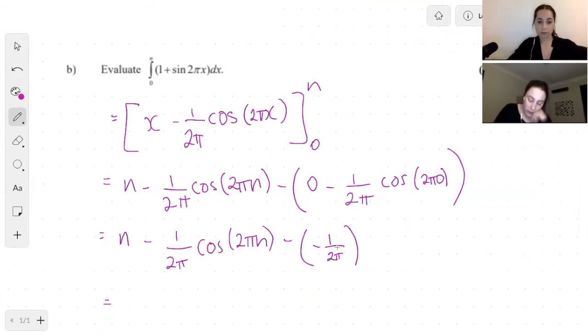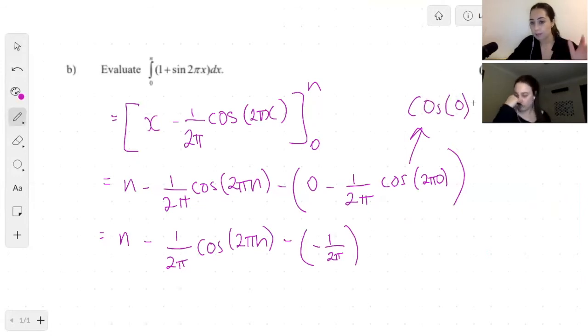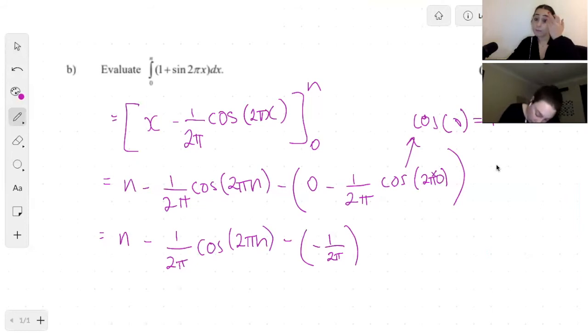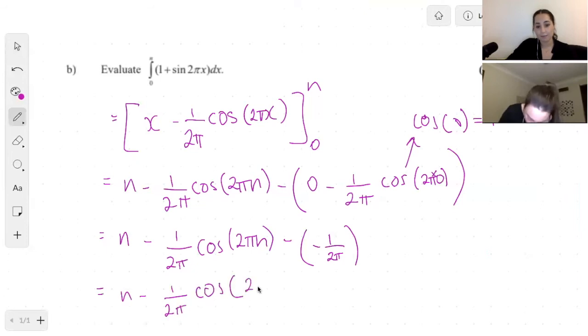Wait, hang on. So you're doing this part here, the cos 2 pi n? No, the next part. Oh, this one here, so this is cos of 0. And cos of 0 is 1. So this gets replaced with 1, not cos of 1. So it's n minus 1 over 2 pi cos 2 pi n plus 1 on 2 pi. So those 1 on 2 pi cancel, so it's n minus.